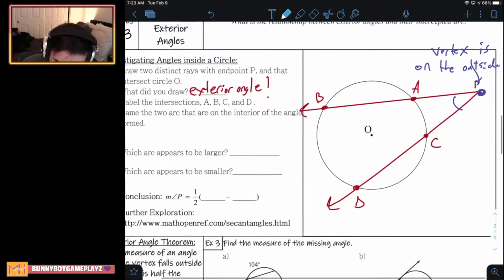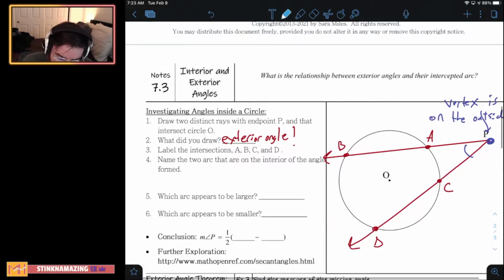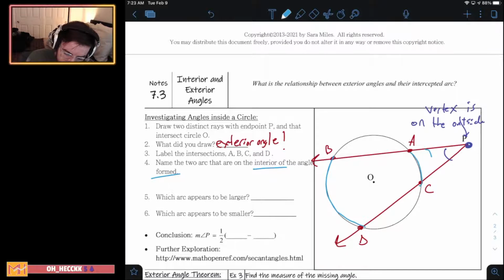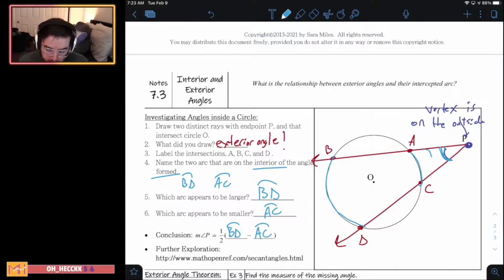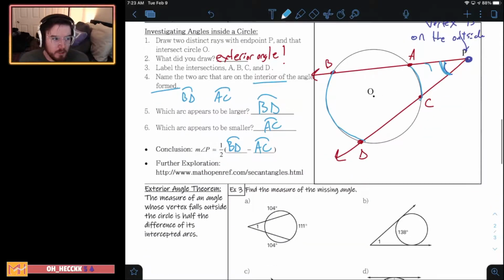So look for them. Name the two arcs that are in the interior of the angle, B to D and A to C. Which appears to be larger, B to D, and which appears to be smaller, A to C. The conclusion is, to find the measure of angle P here, we do big arc minus small arc divided by 2.